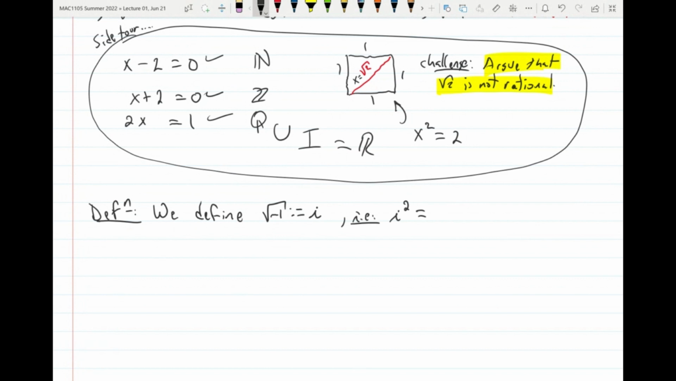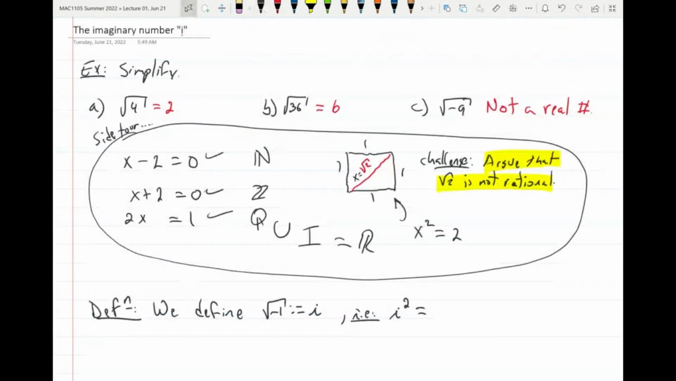Remember, this stands for something, so when you square it, you're supposed to get the stuff inside, right? We want to mimic the same thing that we're doing up here. Why is this 2? Because when you square it, you get the stuff inside. Why is this 6? Because when you square it, you get the stuff inside. Well, if I declare that this is i, what happens if I square i? You should get -1, right? So this right here is the defining property of this symbol.